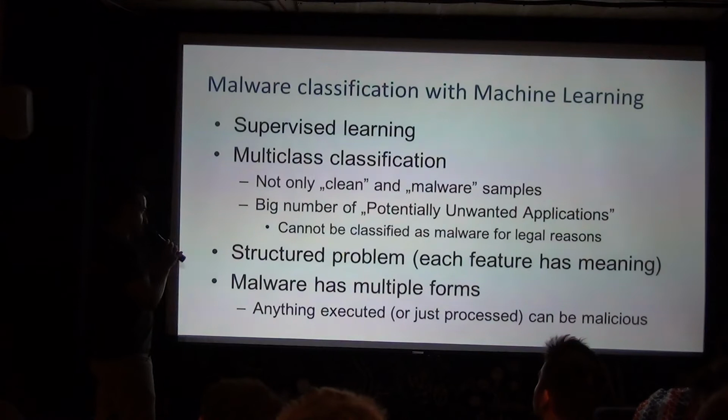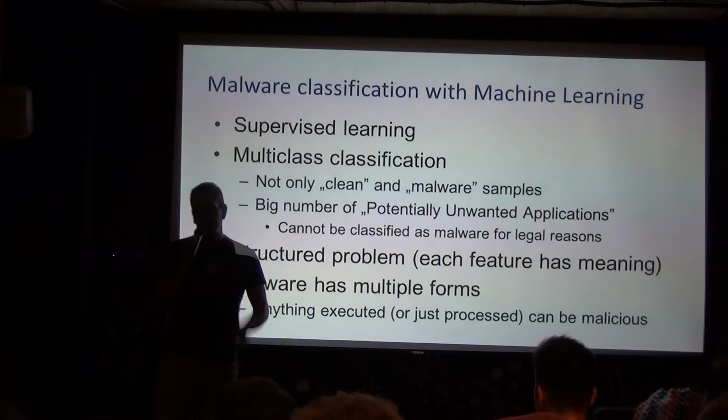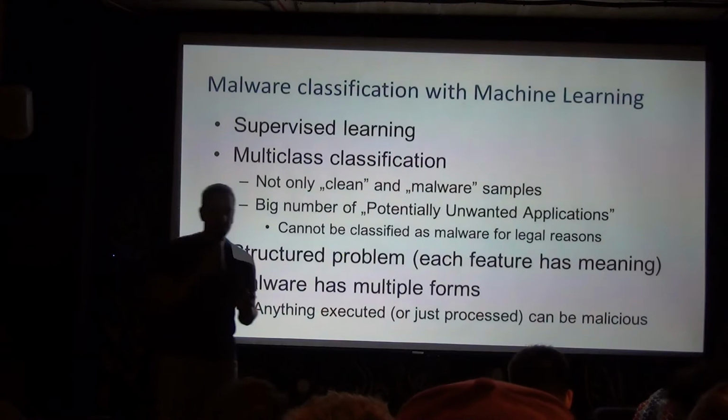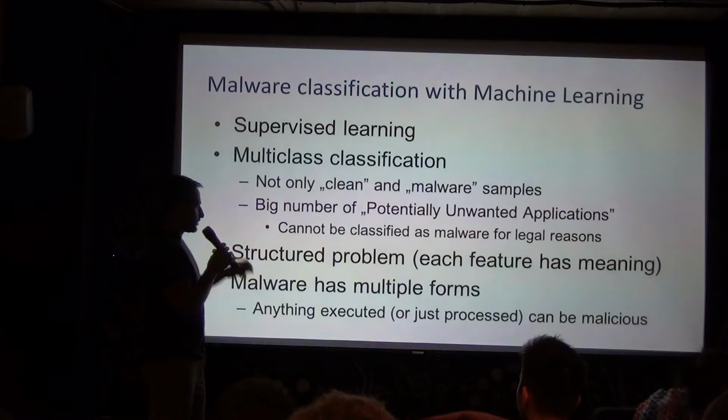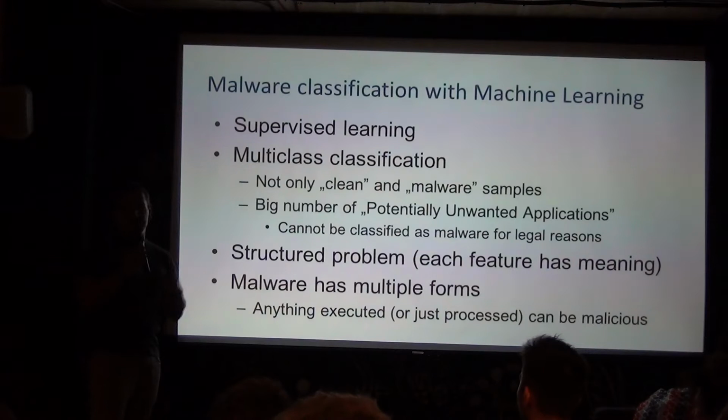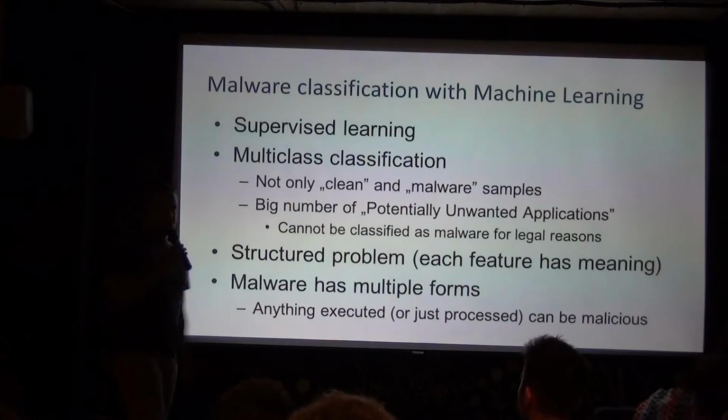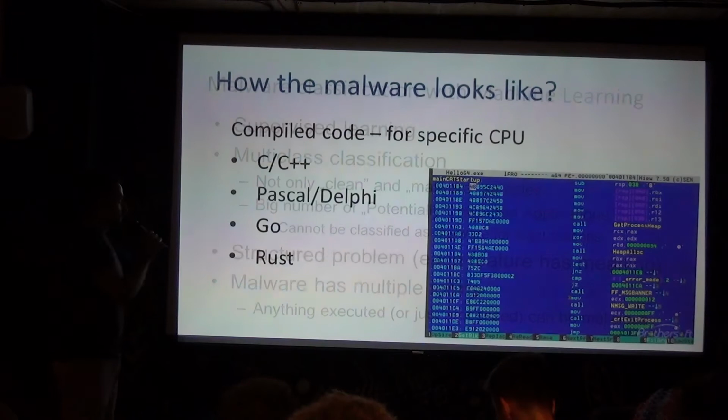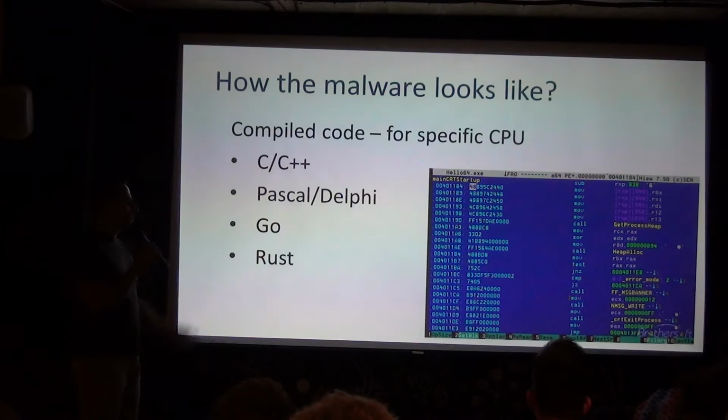We deal with structured problems, because all the IT is created by humans, and all the features usually are extracted from file types designed by humans. So usually it's not like with pictures where a single pixel means nothing, but every single feature that you extract has some meaning. And malware has multiple forms, so there is no generic file type for malware, because malware can be anything, basically. So what can be malware? It can be compiled code for a specific CPU from languages like C++, Pascal, Go, Rust, or whatever.